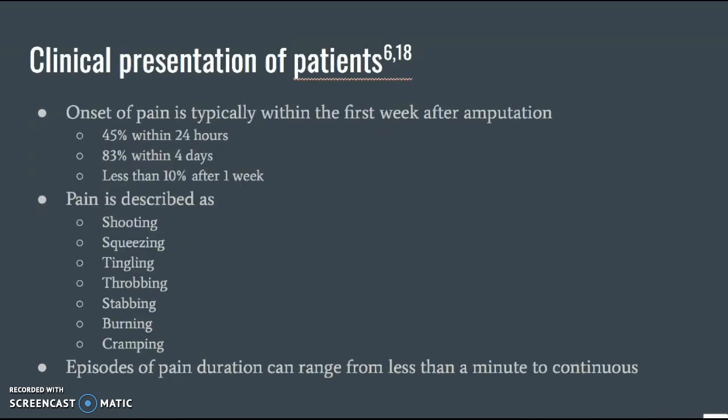It has been found that phantom limb pain is less common in children and congenital amputees. The onset of pain is typically within the first week after the amputation, with 45% of patients experiencing pain within 24 hours, 83% of patients experiencing pain within 4 days, and less than 10% experiencing pain after 1 week. This pain is described as shooting, squeezing, tingling, throbbing, stabbing, burning, or cramping, and episodes of pain duration can last from less than a minute to continuous in duration.